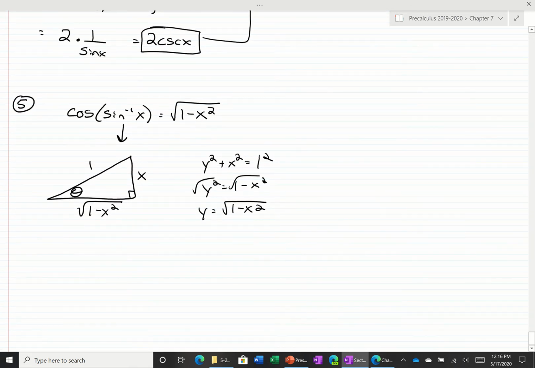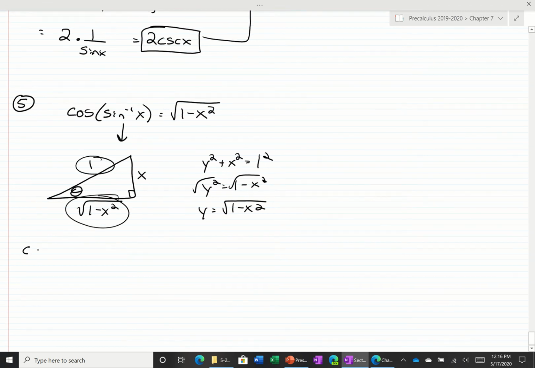So what's the cosine of that triangle? Well, cosine would be this side over this side, right? So we just did it. Cosine of the inverse sine of x is equal to the square root of 1 minus x squared over 1. We just showed where that came from.